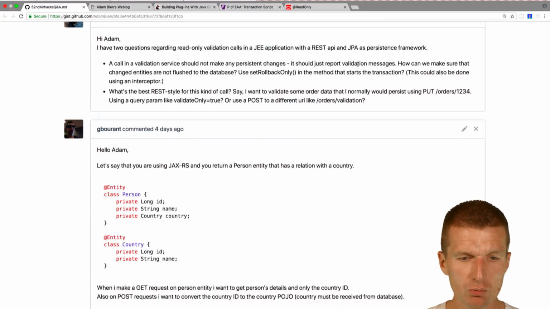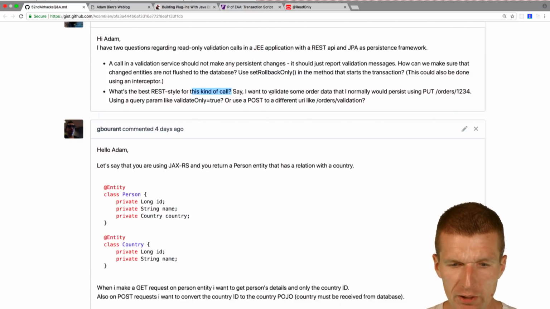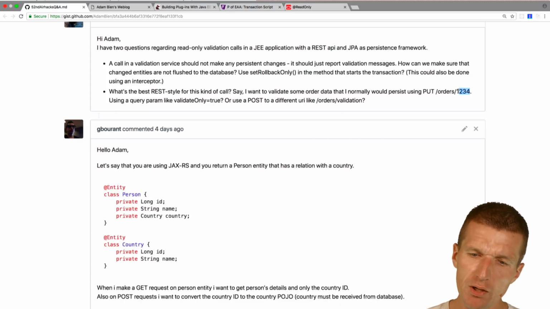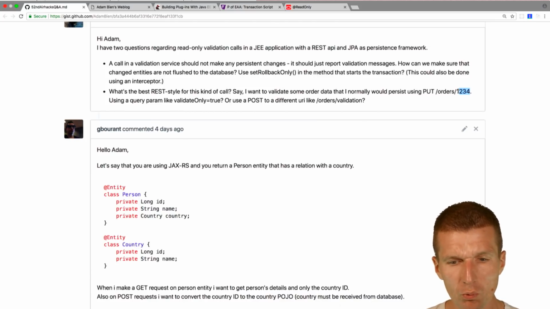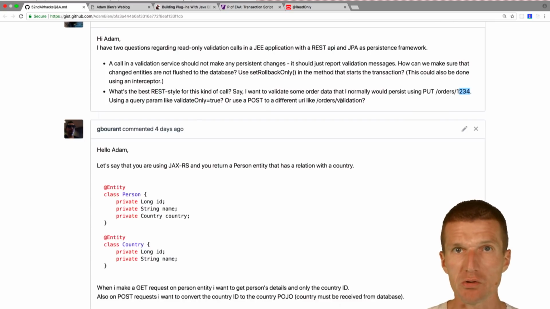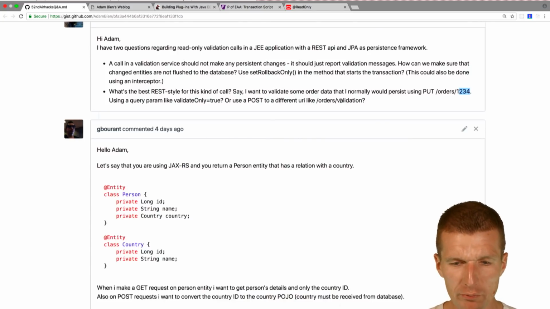So this would be the best thing. And the next question is, what is the best REST style for this kind of call? And this kind of call means validation. So I want to validate some order data that would normally be persisted using PUT orders/1234. So we have a resource path orders, so there are multiple orders, and this is the ID. What I would do is introduce a new resource because it is actually a business thing, and I will call that validations.